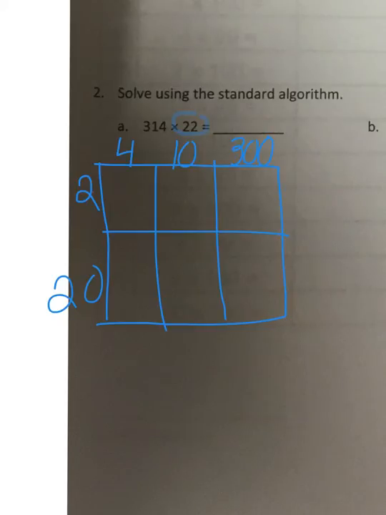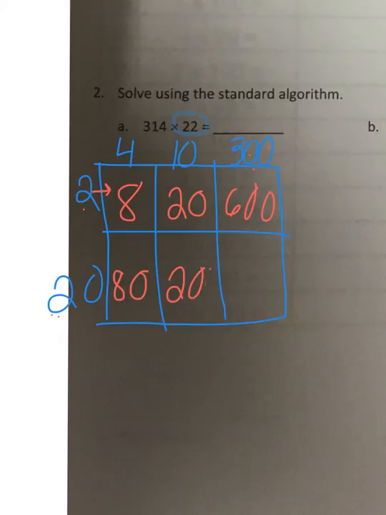2 times 4, remember I start on the left, move to the right like I'm reading, is 8. 2 times 10 is 20. 2 times 300, well, I know 2 times 3 is 6. I see 1, 2 zeros. 2 times 4 is 8 plus a 0. 20 times 10 is 200. 20 times 300, I see 2 times 3 is 6, and then 1, 2, 3 zeros.